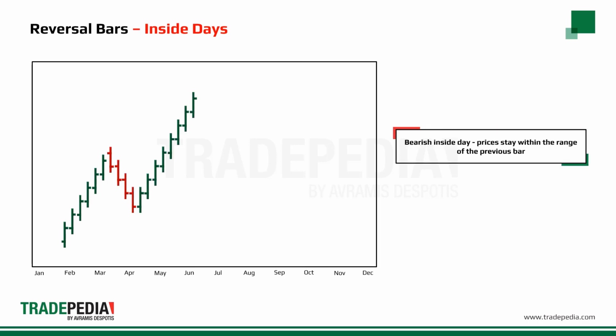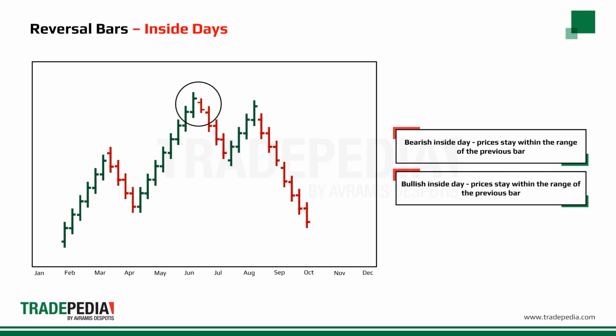A bearish inside day occurs at the market top and is recognized with prices staying within the range of the previous bar, failing to make either a new high or a new low from the previous bar. A bullish inside day occurs at the market bottom and is recognized with prices staying inside the previous bar, failing to make either a new high or a new low from the previous bar.